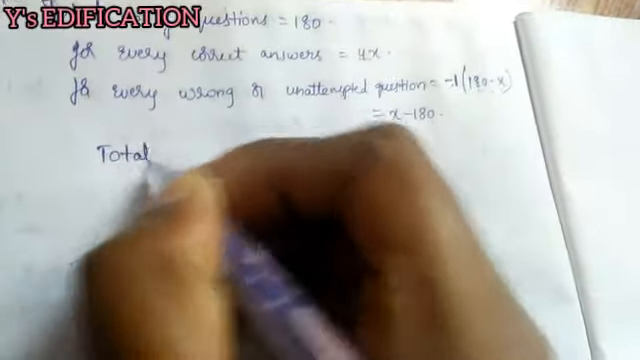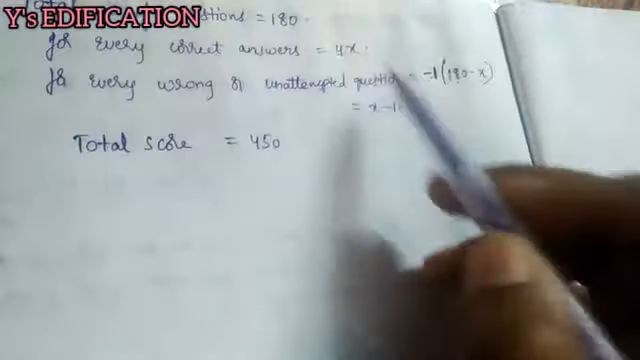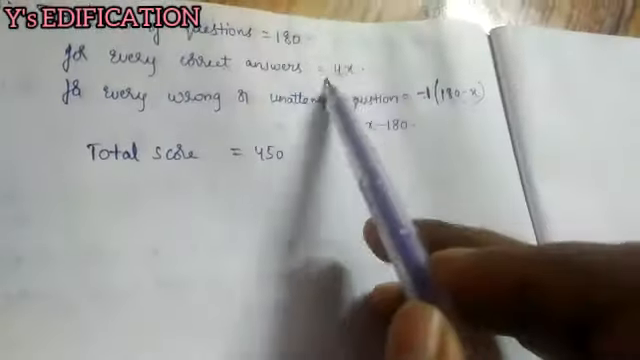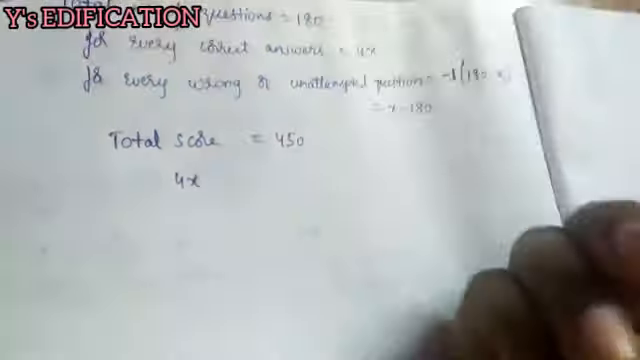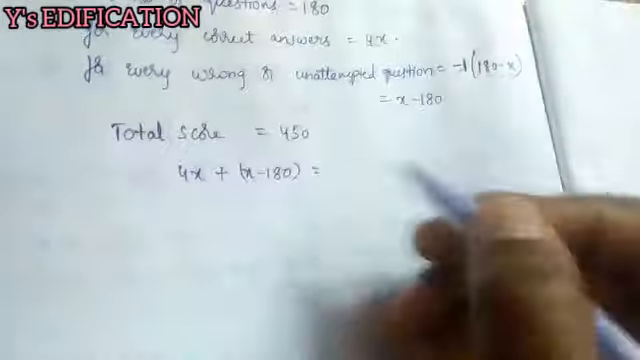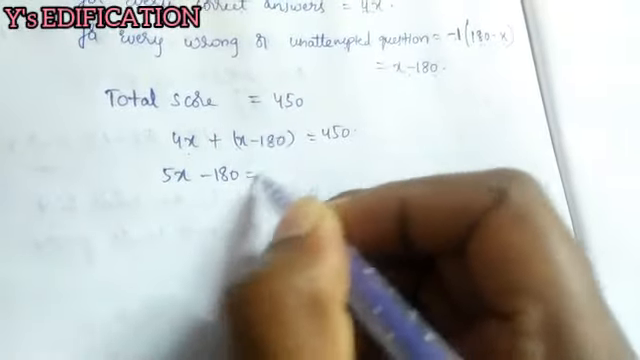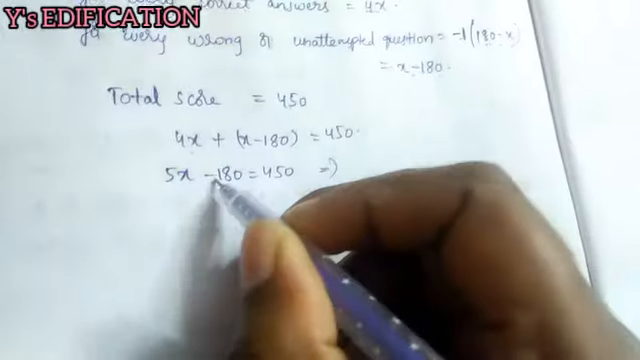So what is the total score the candidate got? Total score he got is 450 marks. So when we add these two, we should get 450, so we have to equate these two. Write down 4x, this is for the correct answers, and this is for the wrong answers. If we add both these two, this will be our total score. So what is 4x plus x? 5x minus 180 is equal to 450.